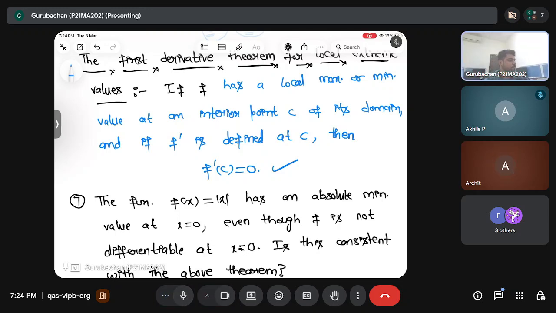Why? Because in the theorem we need f dash to be defined at that point. So what is the reason here that it is not defined? Here it is not defined because in the right neighborhood the derivative is equal to 1, and in the left neighborhood it is equal to -1, sir. Can you prove it? Yes, sir.